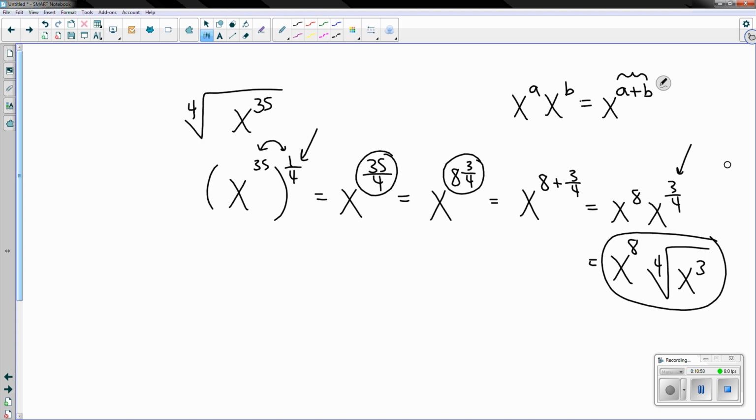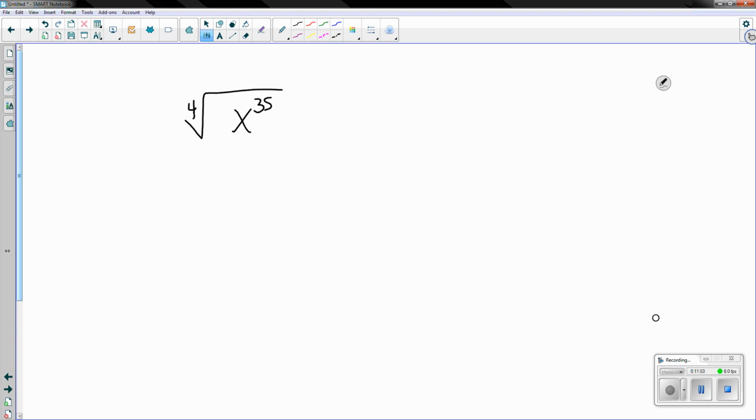simplification. Now that seems like a pretty long process to do. Is there an easier pathway? And the answer is yes. So here's what you're asking yourself. When you have a variable term underneath the radical that you want to simplify, you're going to ask yourself, how many times does the index go into the exponent?